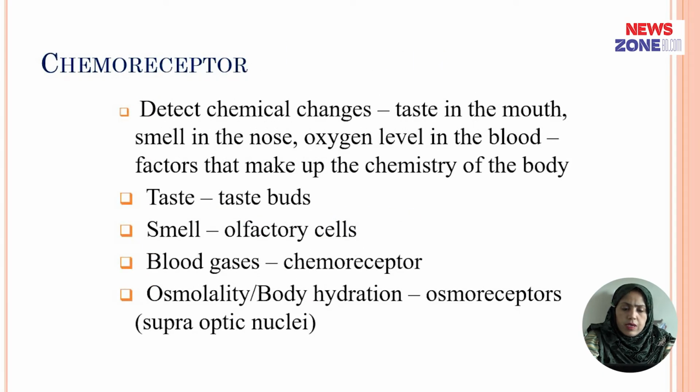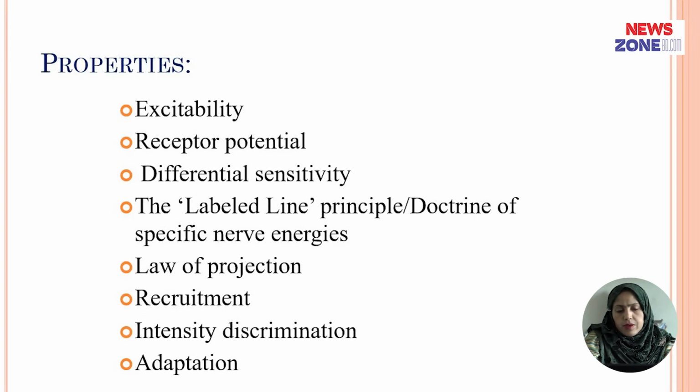And chemoreceptor. Chemoreceptors detect chemical changes, that is taste in the mouth, smell in the nose, oxygen level in the blood, that make the chemistry of the body. Examples are taste buds, smell olfactory cells, blood gases chemoreceptors, osmoreceptors in the supraoptic nuclei. Now the properties of the receptor. Properties of the receptor are excitability, receptor potential, differential sensitivity, labeled line principle or doctrine of specific nerve energies, law of projection, recruitment, intensity discrimination and adaptation.